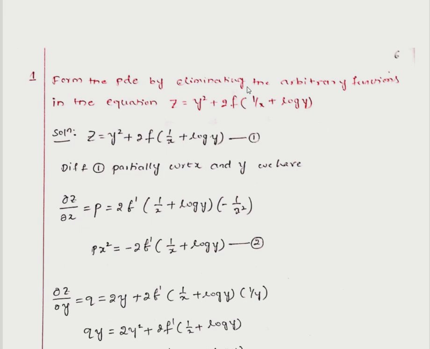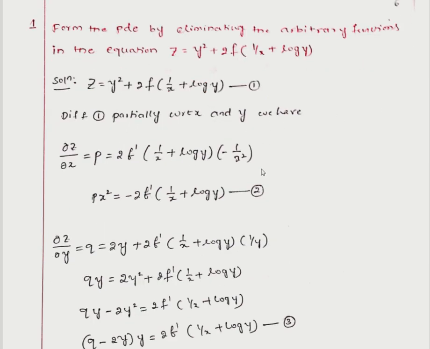Form the PDE by eliminating the arbitrary functions in the equation z is equal to y square plus 2 into f of 1 by x plus log y. Solution. Write the given data: z is equal to y square plus 2 into f of 1 by x plus log y. Call this equation 1. Differentiate equation 1 partially with respect to x and y.